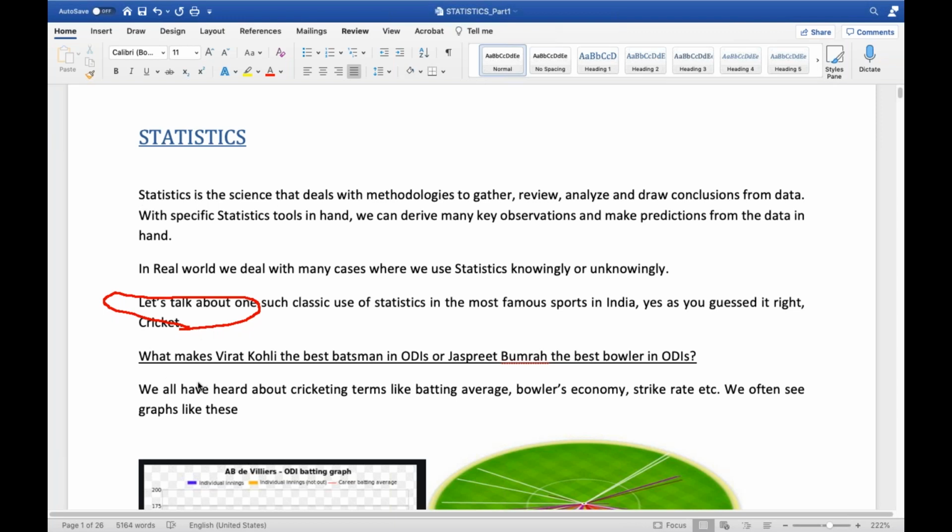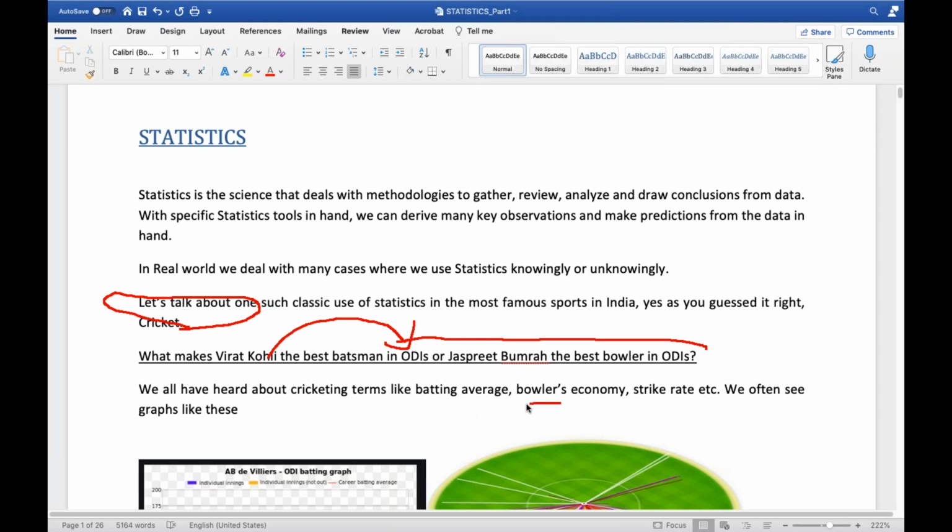So what makes Virat Kohli the best batsman in ODIs, or Jasprit Bumrah the best bowler in ODIs? On what basis are we deciding that Kohli is the best batsman and Jasprit is the best bowler? How did we decide that? We have cricketing terms like batting average, bowler's economy, and strike rate, and we are seeing this kind of thing.